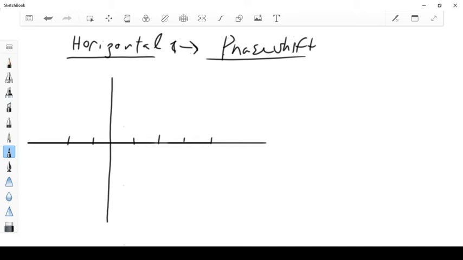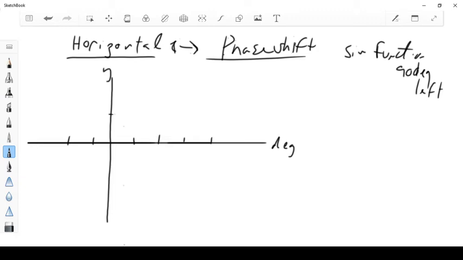So we need to horizontally phase shift our sine function 90 degrees left. Now I want you to remember that on the x-axis we have degrees, and on the y-axis we just have amplitude, okay? Or if you prefer, you can just say the y values. That's all it is.